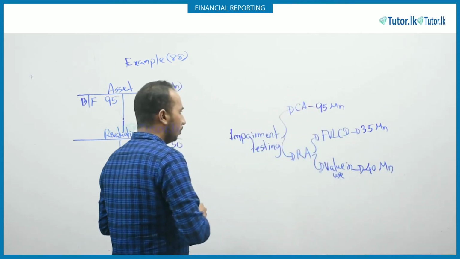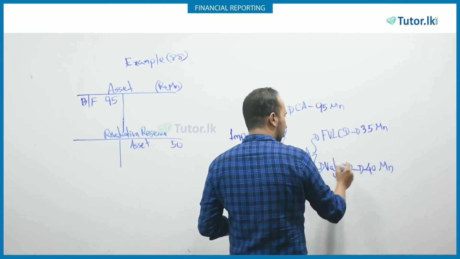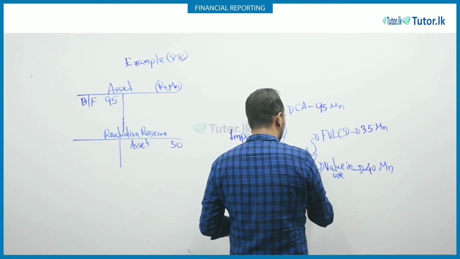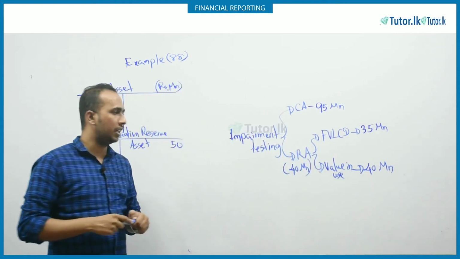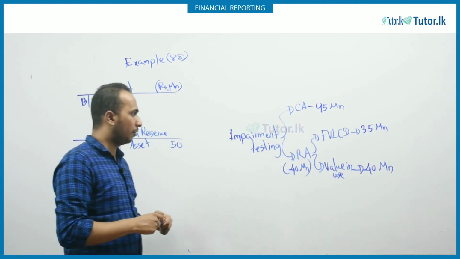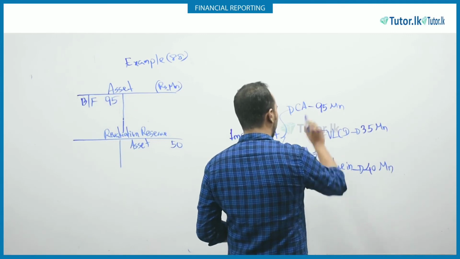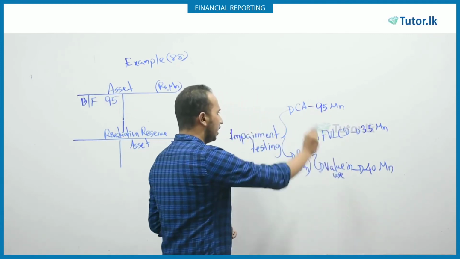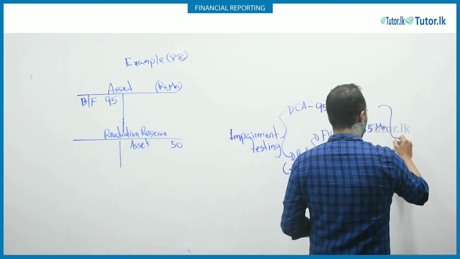Now what are we taking as the recoverable amount? The highest value between these two. The highest value is 40 million. Therefore, my recoverable amount is 40 million. Now I am comparing the carrying amount of 95 million with the recoverable amount of 40 million. 95 minus 40.